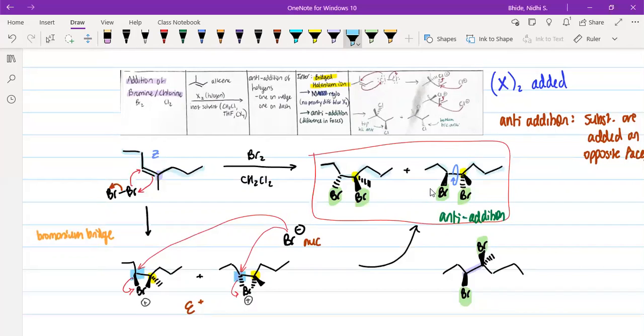And that's how we got our bromine to be on a wedge this time, because we attacked a dashed bromonium bridge. The bromine will attack on a wedge, and then the other one will follow suit accordingly. So these are our two products.